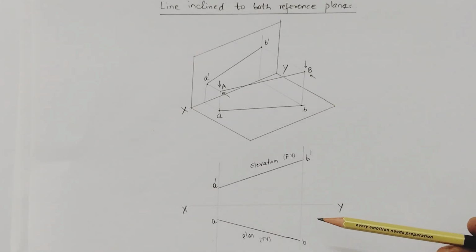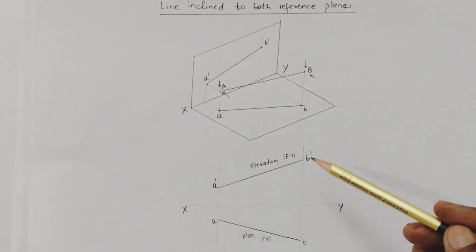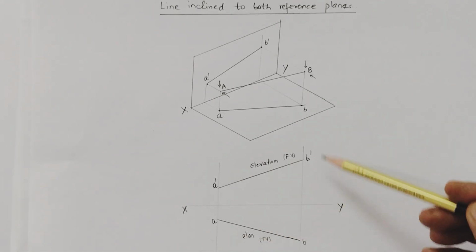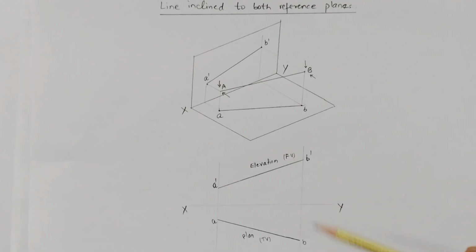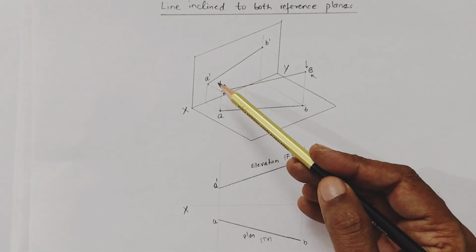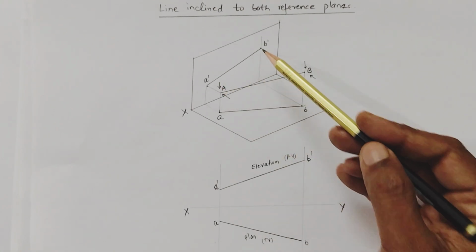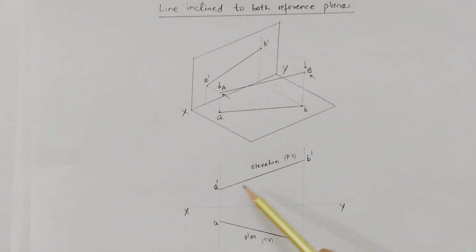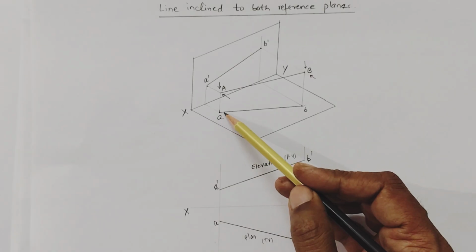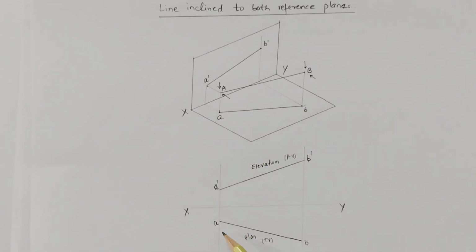So we will represent this on this XY presentation. So here the projector line is A dash a and b dash b. Here is point a, this is point b. So this a dash b dash represents the front view of the line. This is the projection of the line here. The top view of the line here is ab. So these two projections are inclined to HP as well as VP. So this is the case when the line is inclined to both the reference planes.